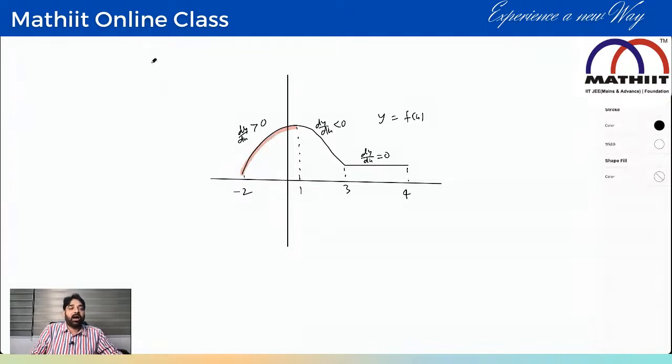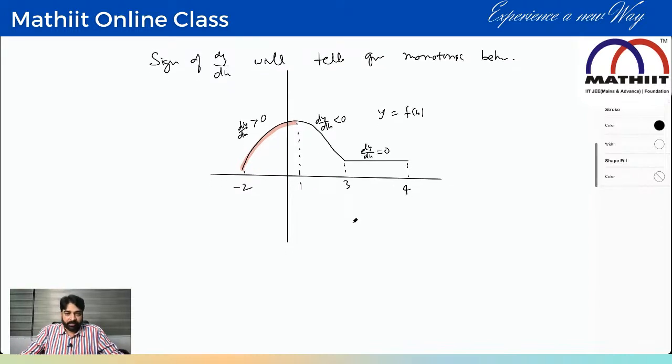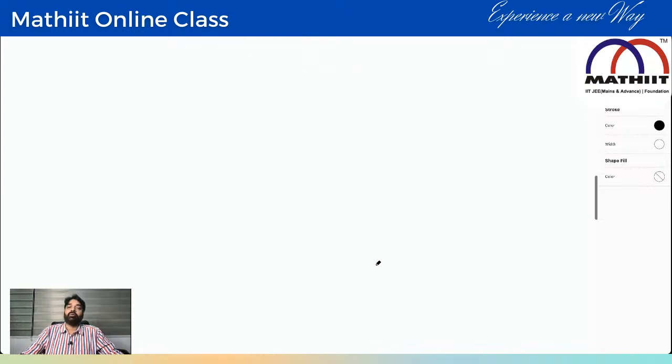So the sign of dy by dx will tell the graph's monotonic behavior: is it increasing or decreasing? This name you will see in the application of derivatives. I'm not discussing much about this one. All right, so this is the meaning of dy by dx. Now let's start with how to find dy by dx.